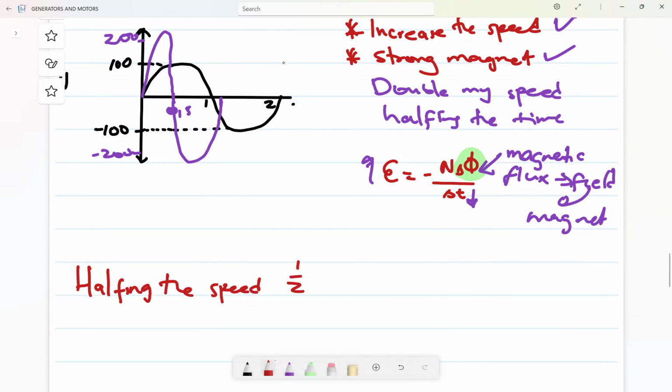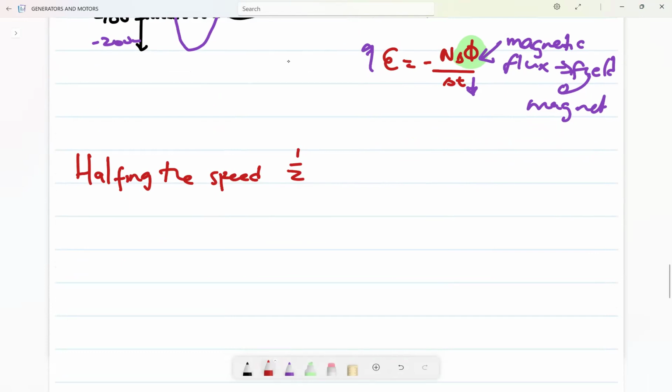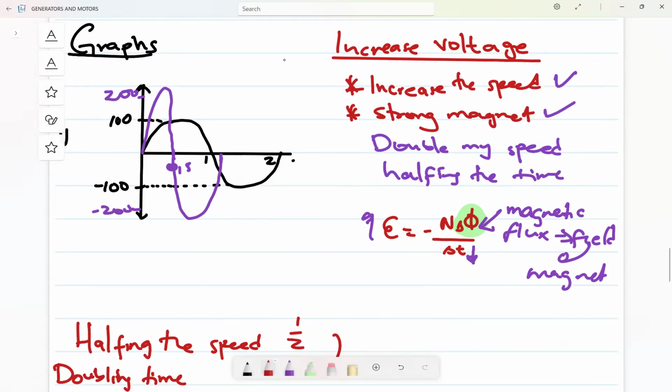So now time needs to be in the inverse. What is the inverse of half? It is double. So when I'm halving the speed, it is the same as doubling time. Doubling time. Okay.